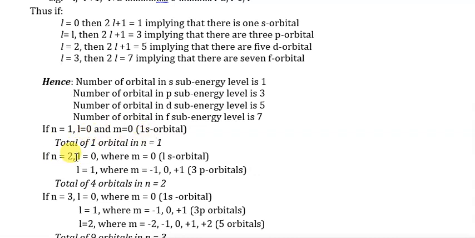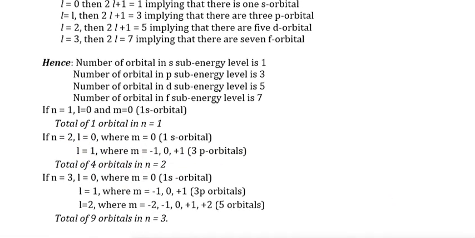Lakini if n is equal to 2, L is equal to 0. If n is equal to 1, L is equal to 0, m atakuwa sawa na 0. Maana yake hii ni 1s orbital. Lakini kumbuka n yakiwa 2, atakuwa na L ambayo ni 0 na L ni 1. L inapokuwa 1, m atakuwa negative 1, 0, positive 1. Hizi ni 3p orbitals. So 1 jumlisha 3 tunapata 4. Unaona? Hapa tulivyokuwa na n is equal to 1, tulipata total number of orbitals ni 1. N is equal to 2, total number of orbitals tunapata 4.